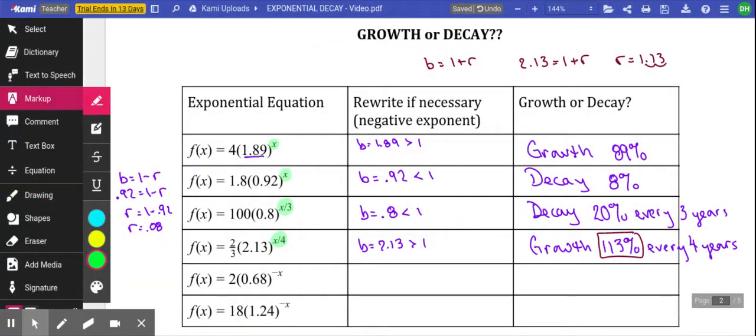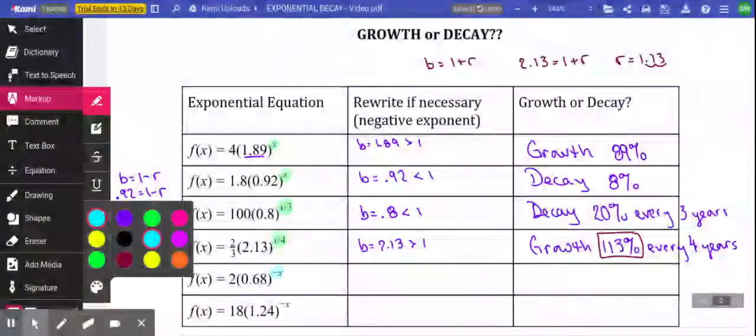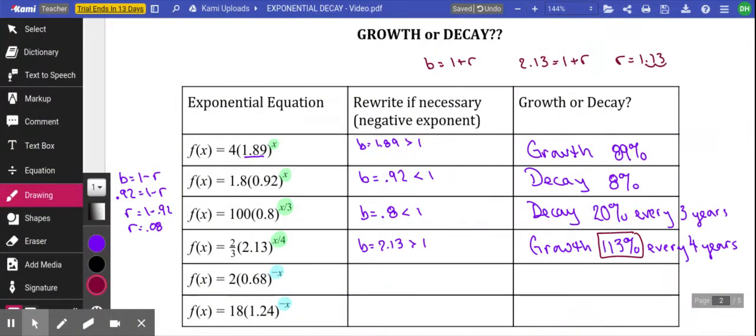Okay, so here come the really advanced bear traps. Notice how we've got a negative exponent in the next two problems. So what I'm going to do is manipulate and rewrite these functions. All right, so imagine writing 0.68 as a fraction. Think of it as 68 over 100. Remember how we said a couple of videos ago, if we have a negative exponent, we're going to reciprocate that base?